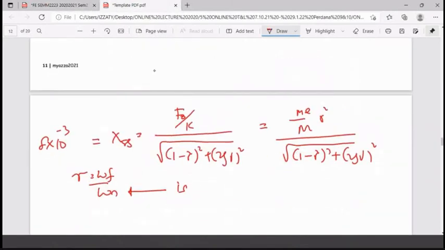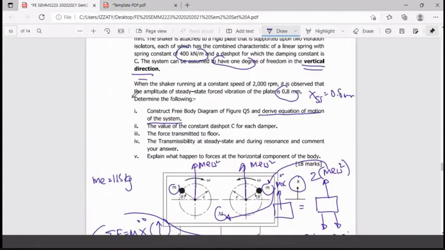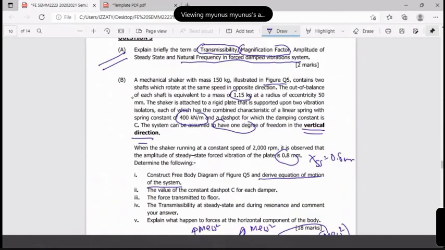What is the omega F? How do you find omega F? Anyone? Come on, look at the equation. How do you find omega F? Yes, omega F. I think one of your friends already answered it. So you can calculate the omega F on your own.